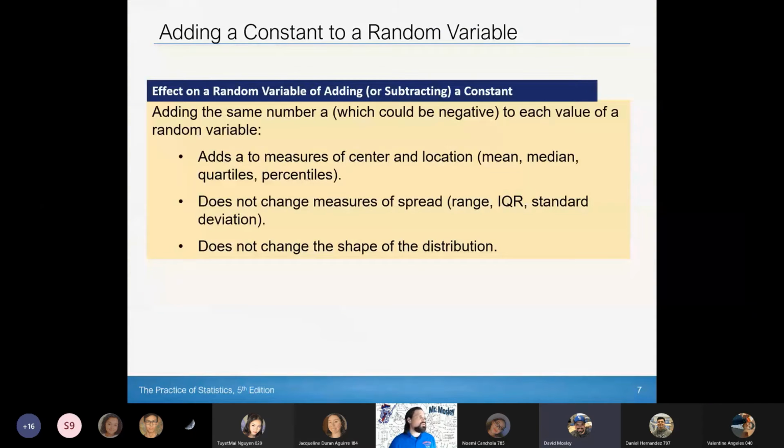So then we get the following conclusion. The effect of a random variable of adding or subtracting a constant. We get adding the same number a, which could be negative, to each value of a random variable. In the context we just saw, that is a negative number we're subtracting. Adds to measures of center and location, mean, median, quartiles, and percentiles. Those all shift, but does not change measures of spread, the range, IQR, and standard deviation. Right? Also, does not change the shape of the distribution, which we visually have seen in the last few examples. The shape is staying constant.